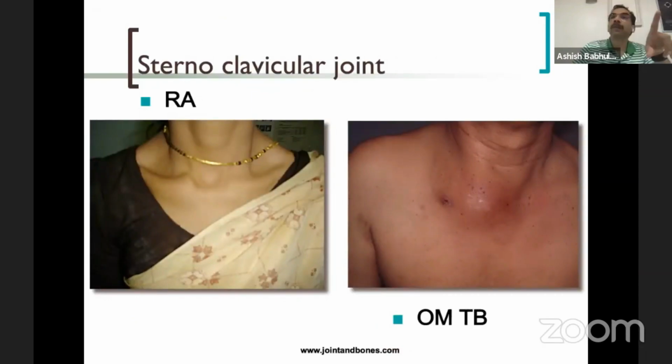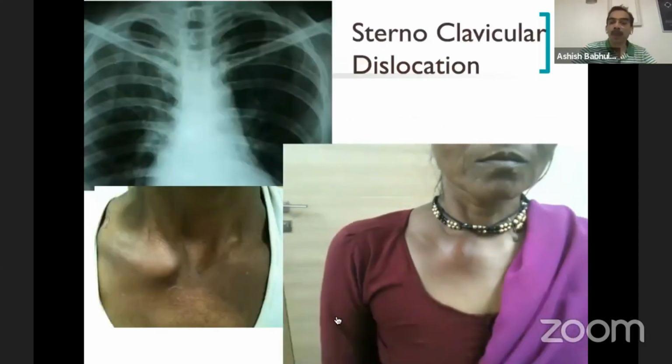On the right, the patient has rheumatoid arthritis, inflammation of the right SC joint. On the left, he has infection from his central line, and that's osteomyelitis of the medial end of clavicle and arthritis of the sternoclavicular joint.